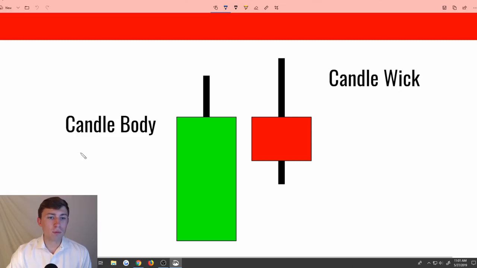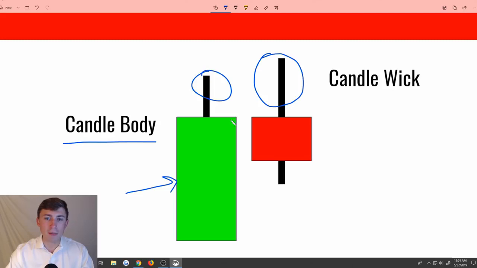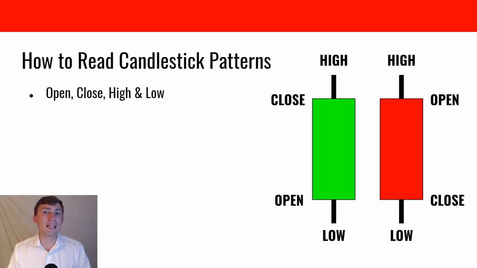So looking here, what we have is a candle body. Now what this big green bar is, this right here, this is the body. And the wick, you can see, is this area over here on the top and the bottom. So when we are talking about reading a candlestick, there's a little bit of information that a candlestick will actually give to us. And I'm going to break down the main components of a candle right now.